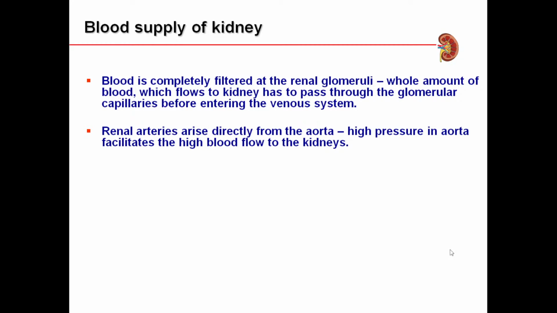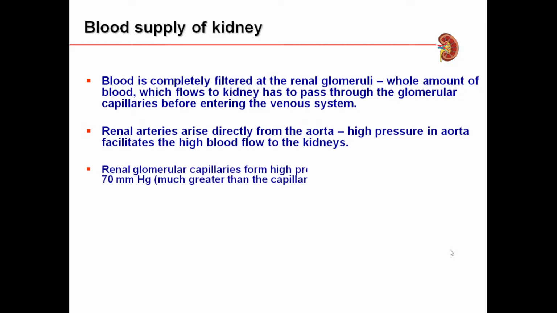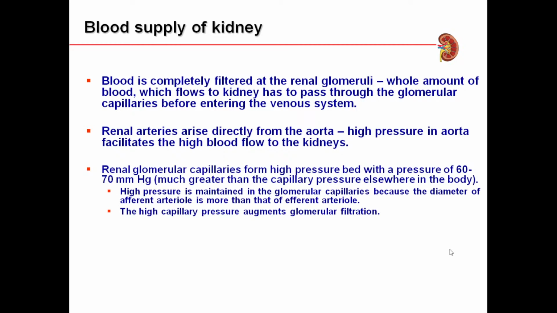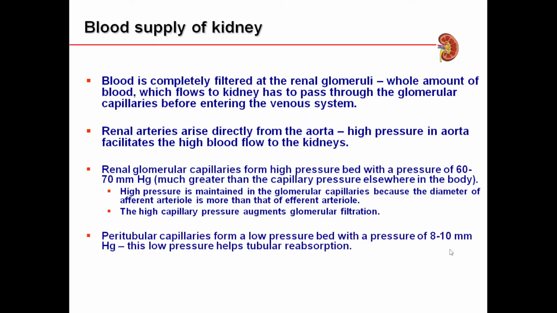High pressure in the aorta facilitates the high blood flow to the kidneys. And renal glomerular capillaries form a high pressure bed with a pressure of 60 to 70 millimeters of mercury, much greater than the capillary pressure elsewhere in the body. This high pressure is maintained in the glomerular capillaries because the diameter of the afferent arteriole is greater than that of the efferent arteriole. High capillary pressure augments glomerular filtration. Peritubular capillaries form a low pressure bed with a pressure of 8 to 10 millimeters of mercury, and this low pressure helps tubular reabsorption.